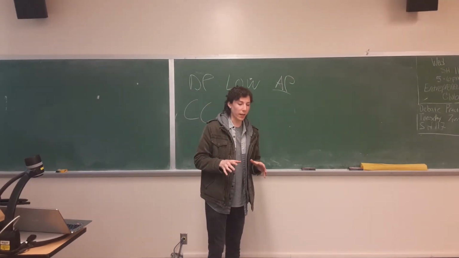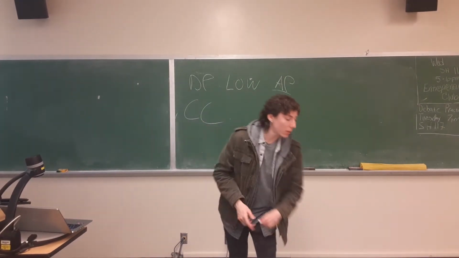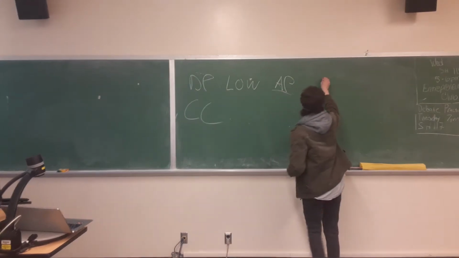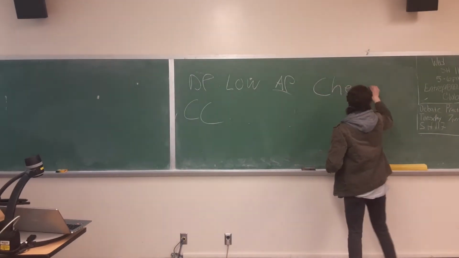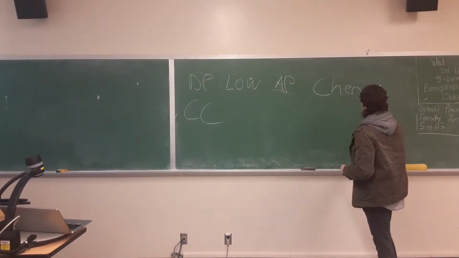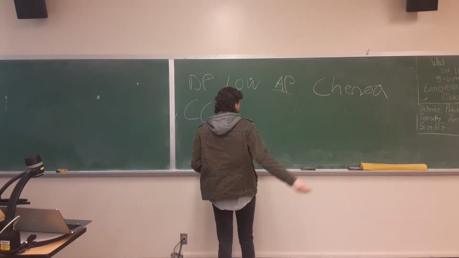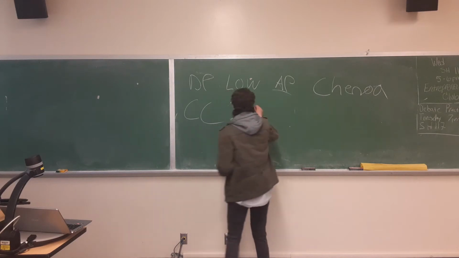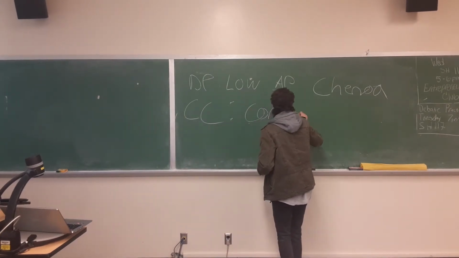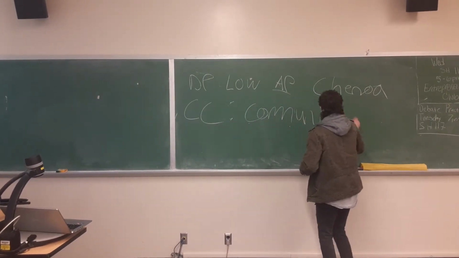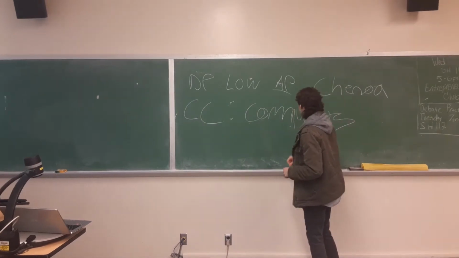Point is, though, is that you can look at the Chenoa Fund. This is going to be for your down payment. That's the Chenoa Fund. And then your closing costs, you want the community seconds there. You guys know what I'm talking about here. Community seconds.